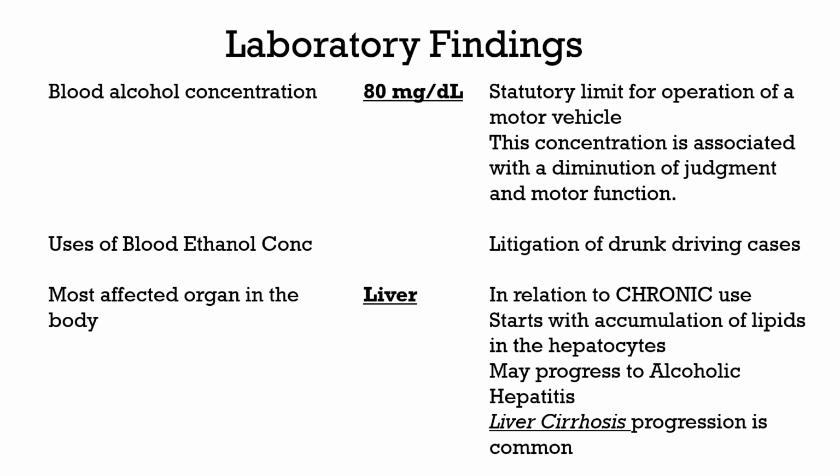Most affected organ would be the liver. In relation to chronic use, it starts with the accumulation of lipids in the hepatocytes and may progress to alcoholic hepatitis. Liver cirrhosis progression is also common. Cirrhosis of the liver is characterized by fibrosis leading to functional loss of hepatocytes.